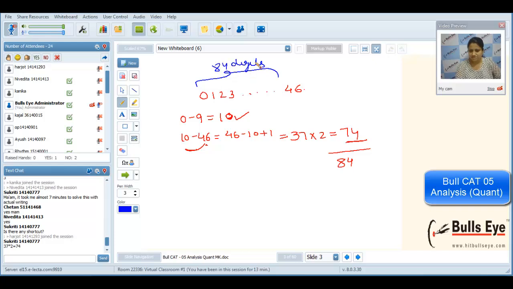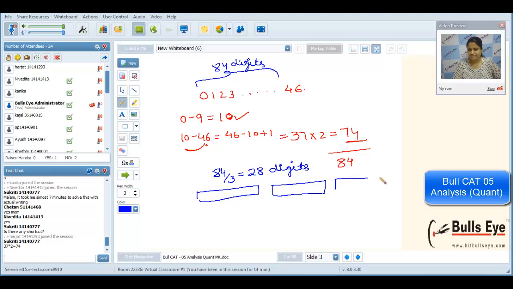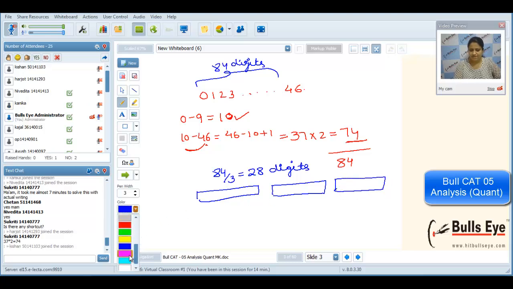Now the question says we are cutting this sheet in 3 parts. So if we cut this sheet in 3 parts, each sheet will contain 28 digits. One sheet, then the second sheet, then the third sheet. Now we want to calculate the middle sheet's first digit and last digit. So I am taking the first sheet, 28 digits. 0 to 9 is 10 digits. We want up to 28 digits, so 18 are left.